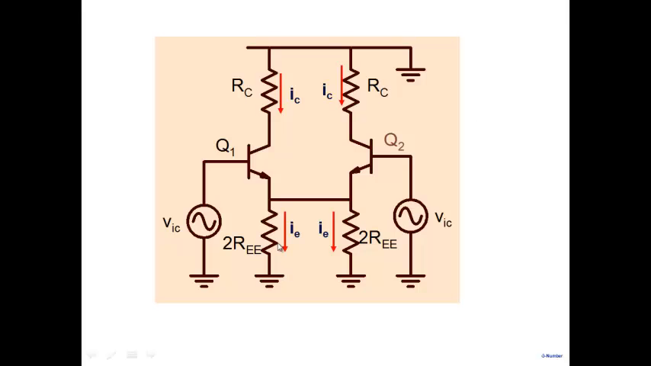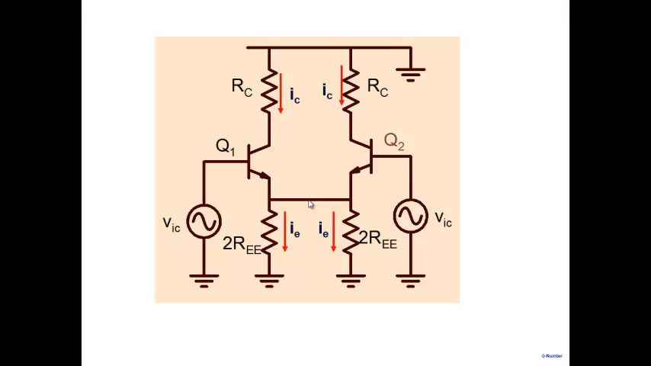Correct? Now, because of symmetry, you would expect IE to flow here and IE to flow here. Remember, the net current that was flowing was 2 IE, and half of the 2 IE, 1 IE, will flow here and the other IE will flow here. Now, what can we say? What is the current flowing in this wire? 0.